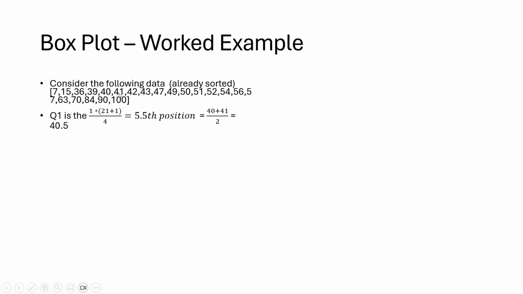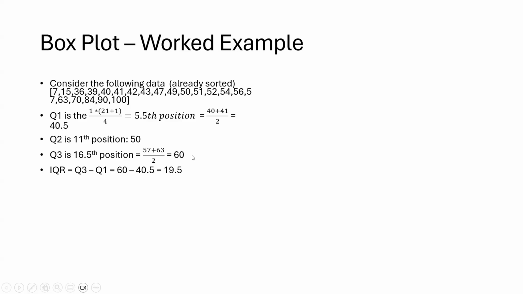So the 5th and 6th. Why? Because this is a fraction value. So the average of those is 40.5. Q1 is 40.5. Q2 is the 11th position. In the expression here, if you change the 1 to 2, you'll get the 11th position, and the 11th position is 50. Then we have Q3, which is the 16.5th position, and that is the average of 57 and 63. Here 57 and 63, and we get the value to be 60. Now we calculate the IQR. IQR is Q3 minus Q1, 60 minus 40.5, which is 19.5.